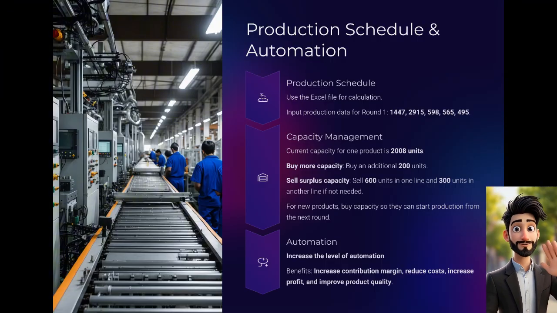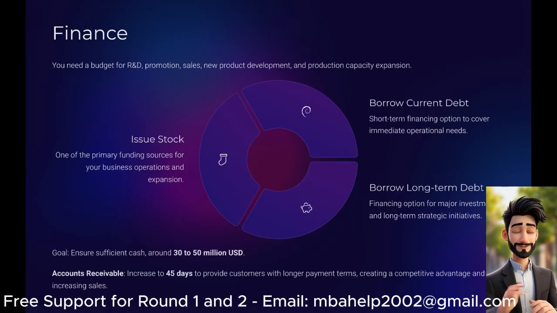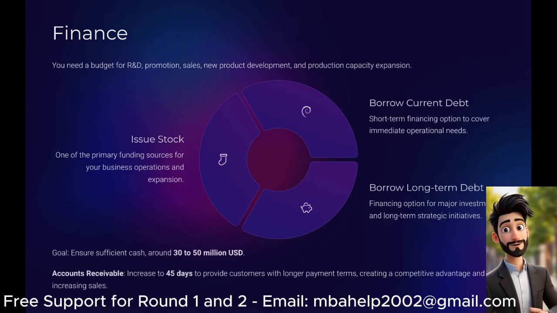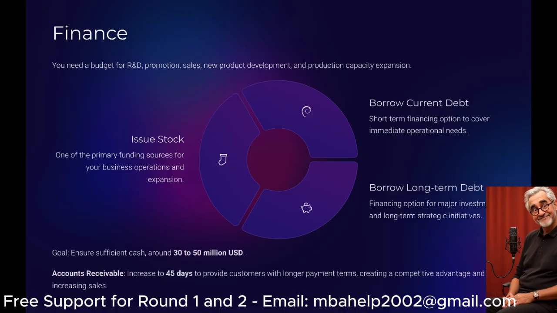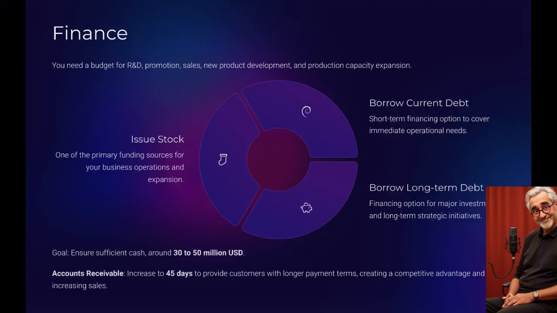Automation: increase the level of automation. Benefits: increase contribution margin, reduce costs, increase profit, and improve product quality. Finance: you need a budget for R&D, promotion, sales, new product development, and production capacity expansion.